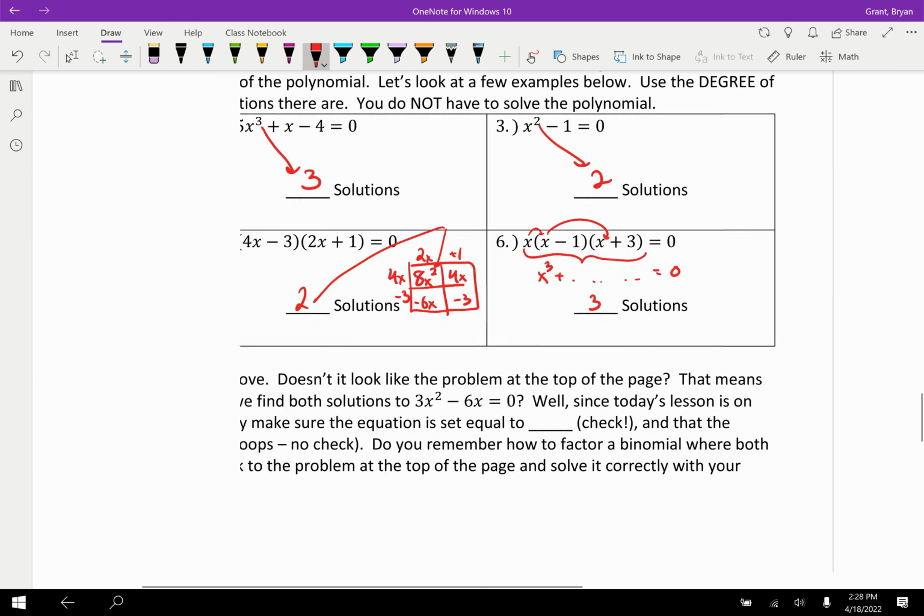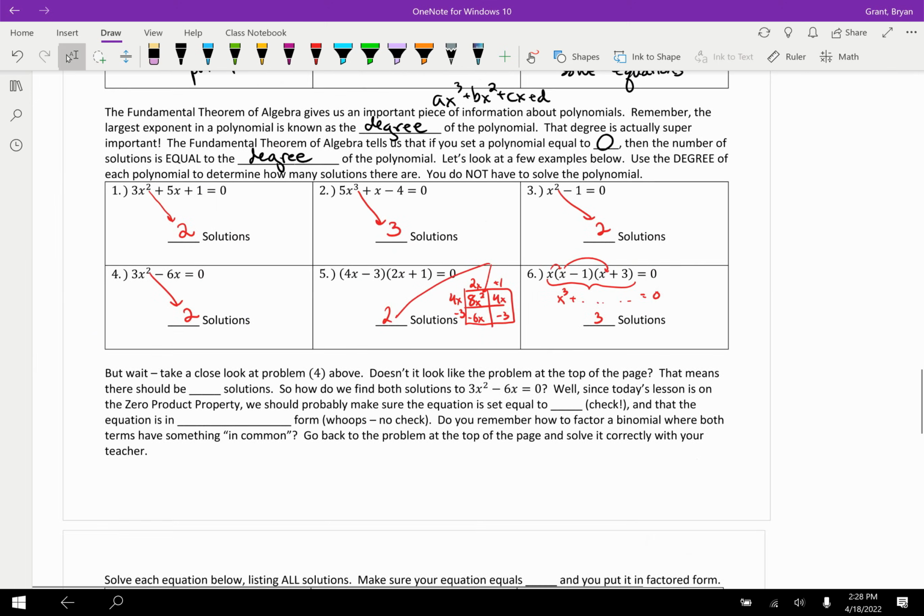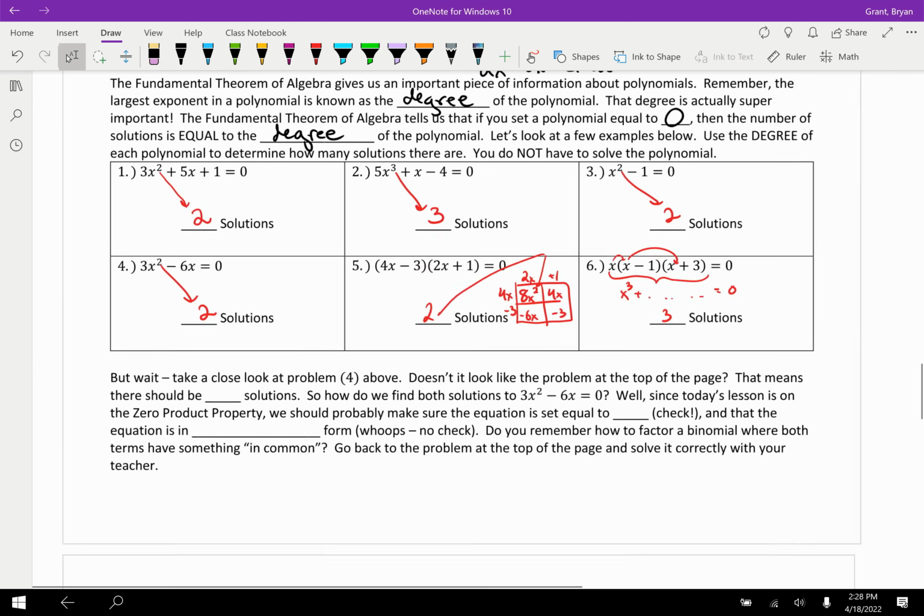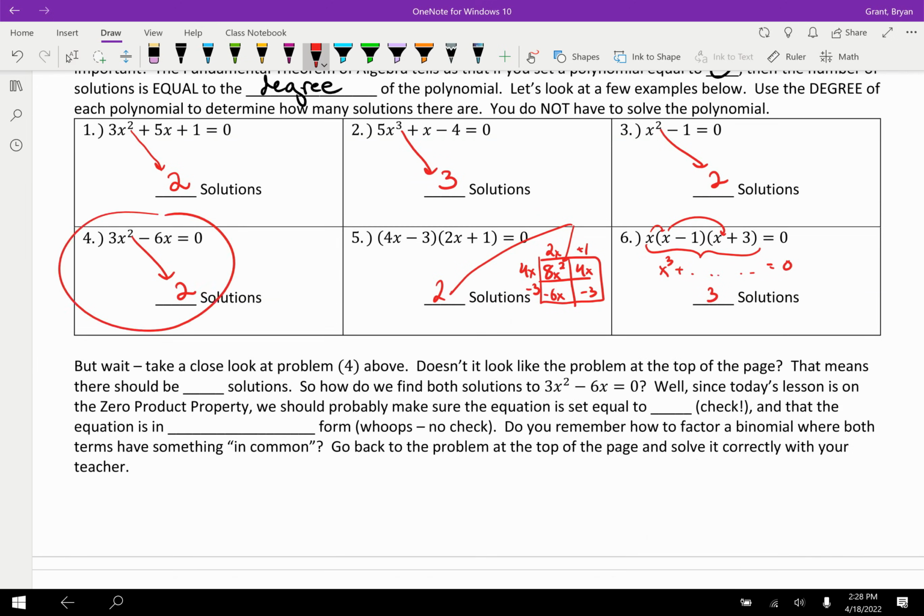Now, what about the problem at the top of the page? If you compare that to problem 4, I think you'll notice that they're the same problem. And that means, based on problem 4, that there should be how many solutions? Well, that's 2. So how do we find both solutions to that equation?